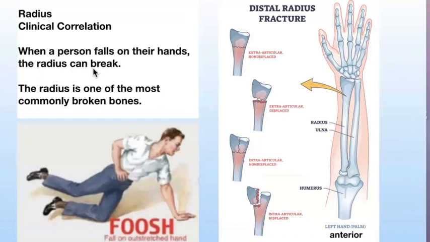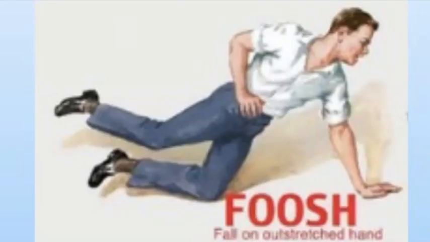Now, clinical correlation. When a person falls on their hands, okay, the radius can break. It's a common fracture type in the body, a distal radius fracture. And there are multiple different kinds. You can look at this picture to the right here. And the radius is actually one of the most commonly broken bones in the body. I had to put this picture because these are called fouche fractures, fall on outstretched hand fractures. And here's this poor fellow, he's fouching.